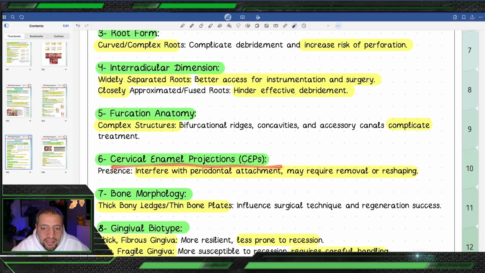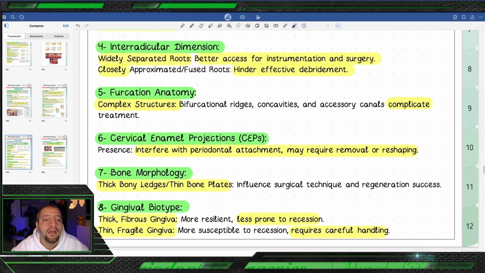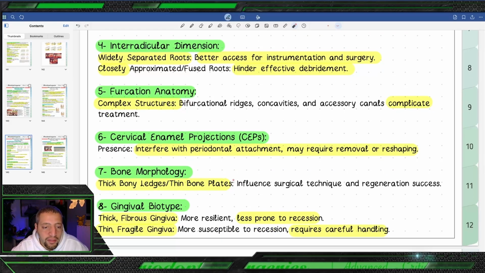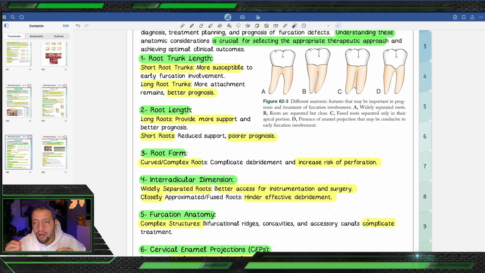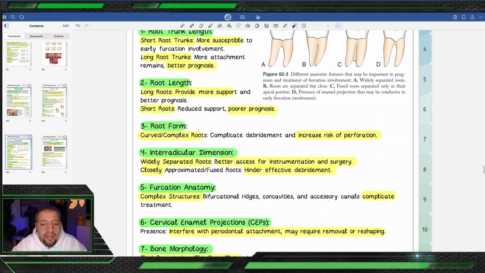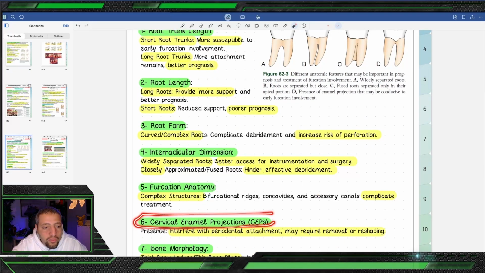Cervical enamel projection, CEP, which interferes with the periodontal attachment, may require removal or reshaping, and this is one of the etiologies of the bifurcation, and this will be discussed in the next slide. Bone morphology: if you have thick bone, it is better. Thin bone, the other way around. Again for the gingival type: thick gingiva is less prone to recession, which is better. Thin, fragile gingiva is bad for any perio surgery. So again, these are the factors we are going to think about for the bifurcation before we decide which type of surgery can be done.